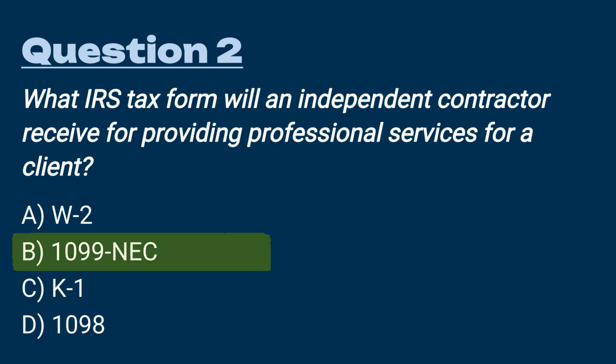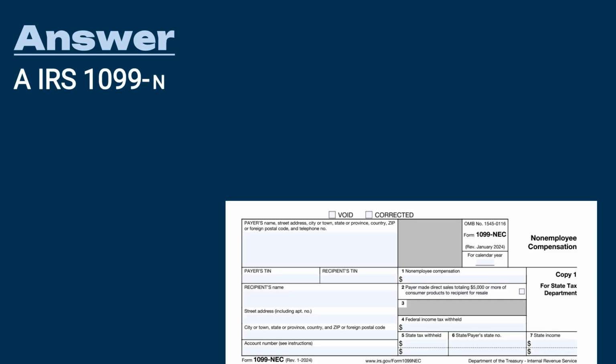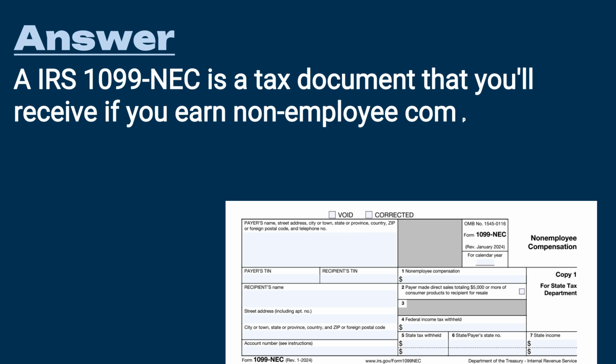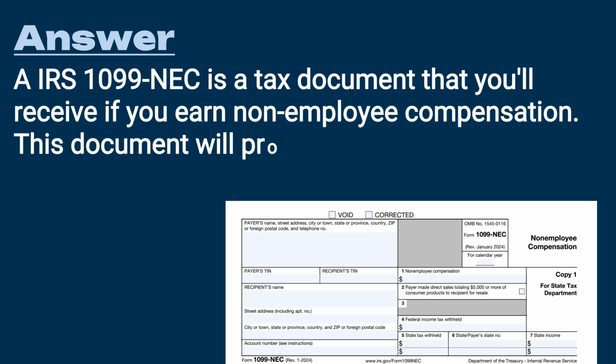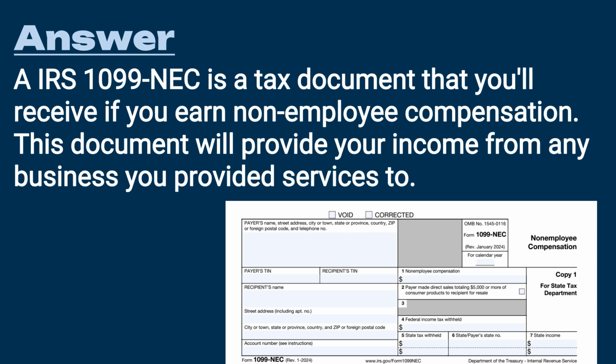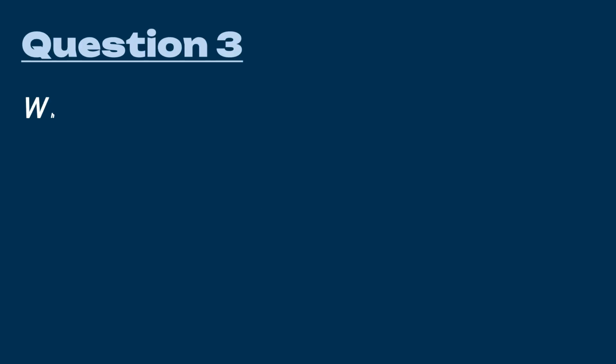The answer is B, 1099 NEC, which stands for non-employee compensation. An IRS 1099 NEC is a tax document that you'll receive if you earn non-employee compensation. You're not a W-2 employee of the company that you provided services for. You've been hired as a contractor, and you will receive this at the end of each year if a business or person has paid you.